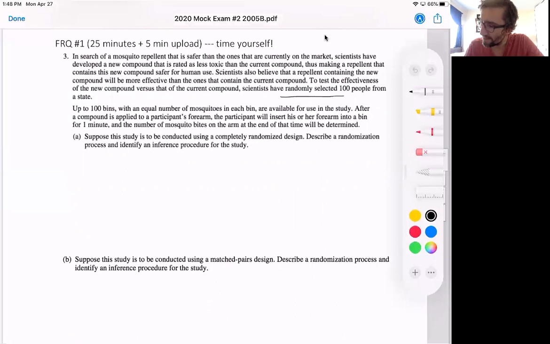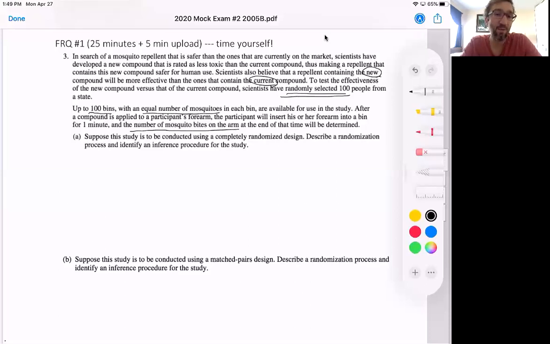So randomly selected people who are going to participate in this study, and they're comparing a new compound with a current compound to see if the number of mosquito bites on the arm is less from the new compound compared to the current compound. So if the new one works better, then the mosquitoes should bite you less. We also have up to 100 bins with an equal number of mosquitoes in each bin available to use in the study. I guess that's important.